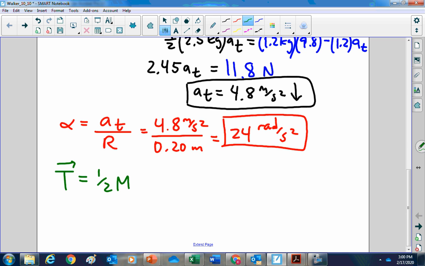We had wanted tension as well. We had got this up above, that relationship, we can just substitute in here.